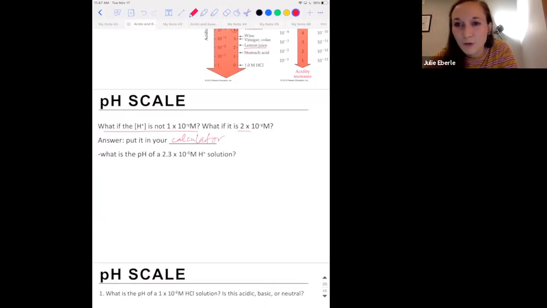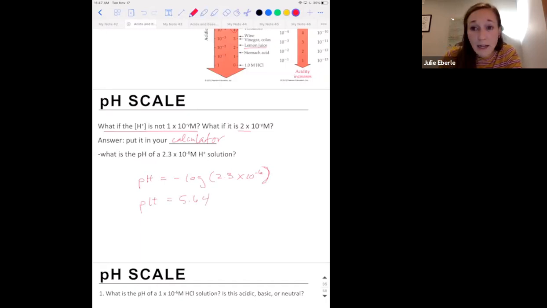You can make a judgment call if you want, but let's just throw it in our calculator. So what's the pH? Well, we'll just do the negative log of this value, 2.3 times 10 to the minus 6. All right, so Jenna got pH equals 5.64. Okay, and pH is unitless. You don't have to write a unit here. You just give me the number.